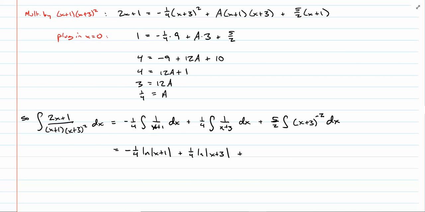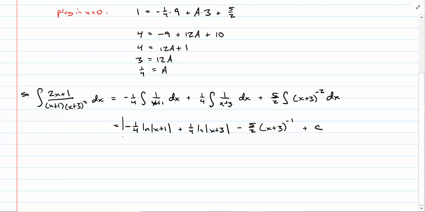The last one, we have to use the good old power rule where you increase the power by 1 and divide by that number. If I increase the power by 1 here, the new power would be negative 1, and then divided by negative 1 would give us actually minus 5/2 times x plus 3 to the negative 1 power. Again, technically, I'm doing a u substitution there. u equals x plus 3, but then du is just equal to dx. I'm going to put a box so that this is my final answer here.